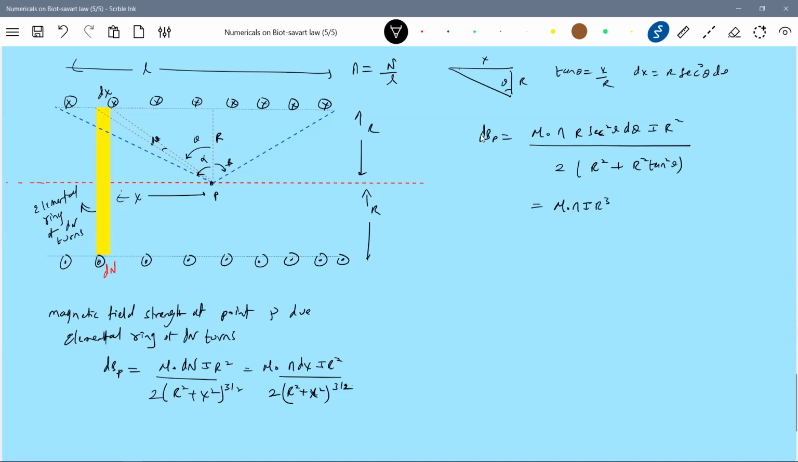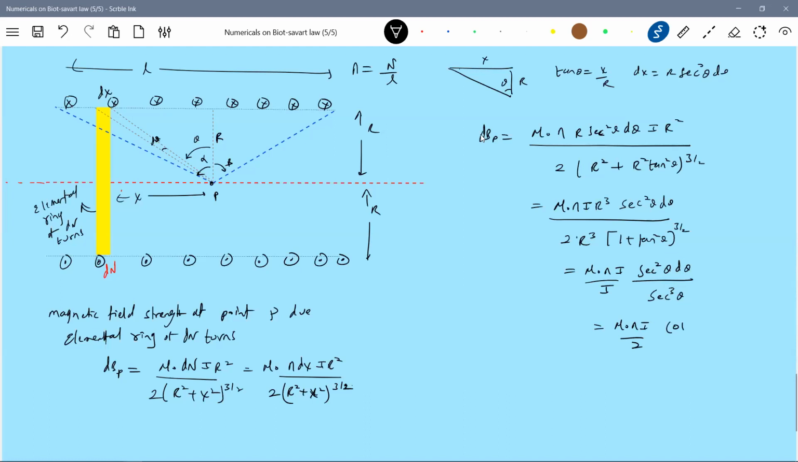This will be secant square theta d theta, here 2. r cube will come outside, 1 plus tan square theta to the power 3 by 2. r will get cancelled out. So mu naught n I by 2, secant square theta d theta divided by 1 plus tan square theta to the 3 by 2, which is secant cube theta. I'll end up with mu naught n I by 2 cos theta d theta.